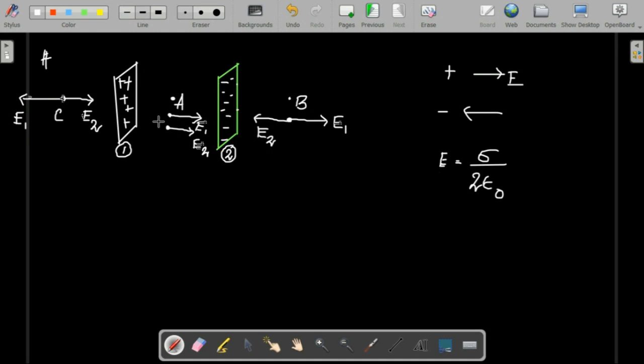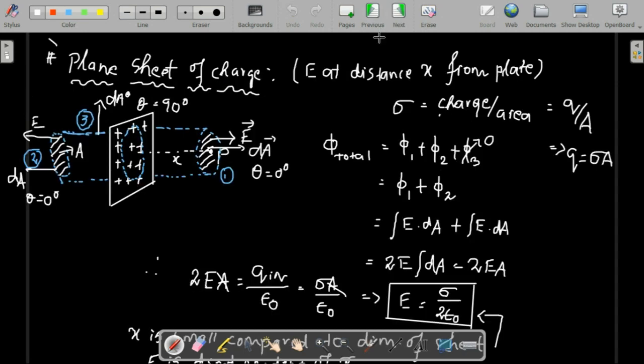So this is the main diagram or main understanding that we need to have. Now let's see what E1 and E2 are. We have already done it in the last class: if you want to find the electric field at any point P at a distance x from a plate, the answer is sigma by 2 epsilon naught. Depending on whether it's positive or negative, only the direction of the field will change, but the magnitude will remain the same, and it does not depend on the distance from the plate.